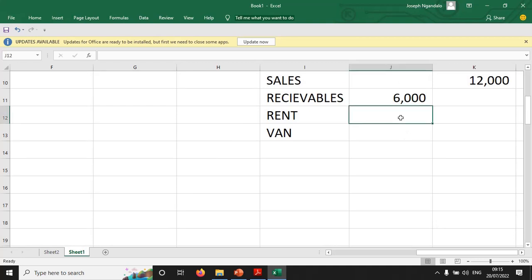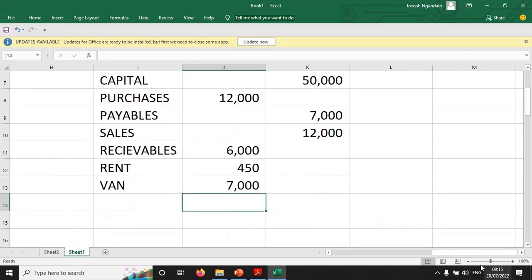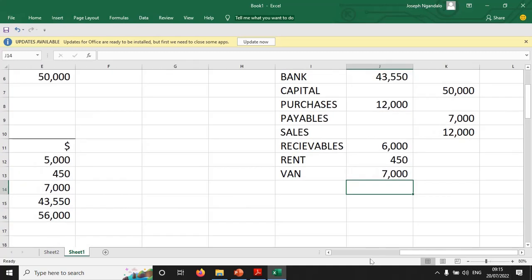Here, how much did we find? 450, right? Then here, 7,000. So now we focus on the trial balance and try to see if this trial balance agrees, all right? It has already agreed.